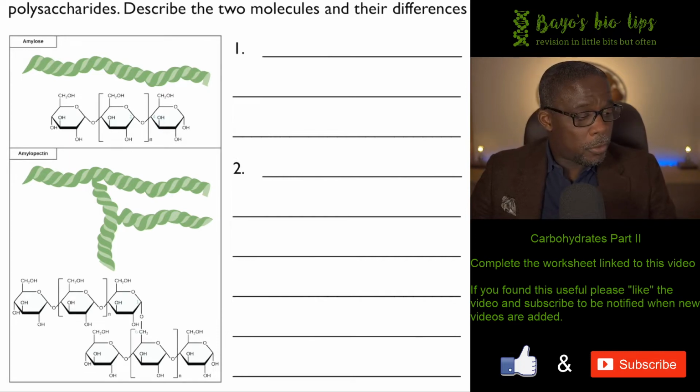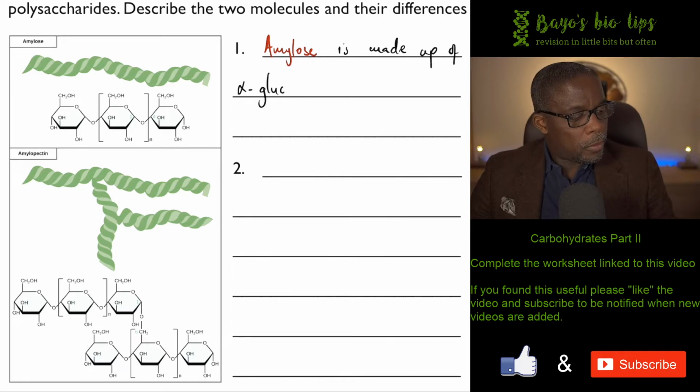So let's look at how they differ from each other. If you look at amylose, amylose is made up of alpha glucose molecules held together by 1,4 glycosidic bonds.